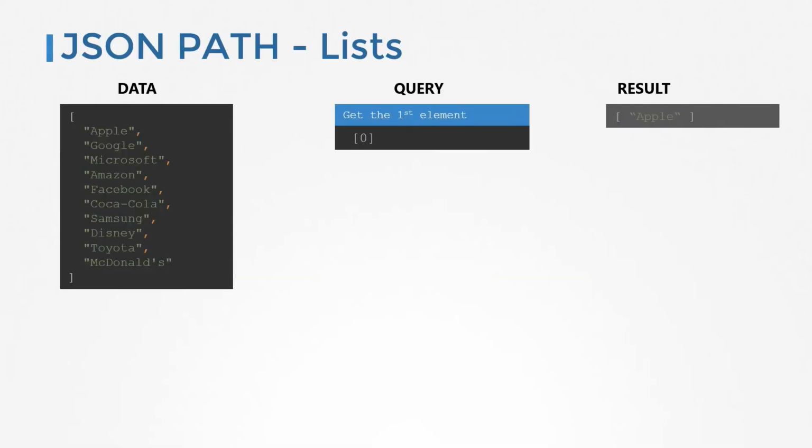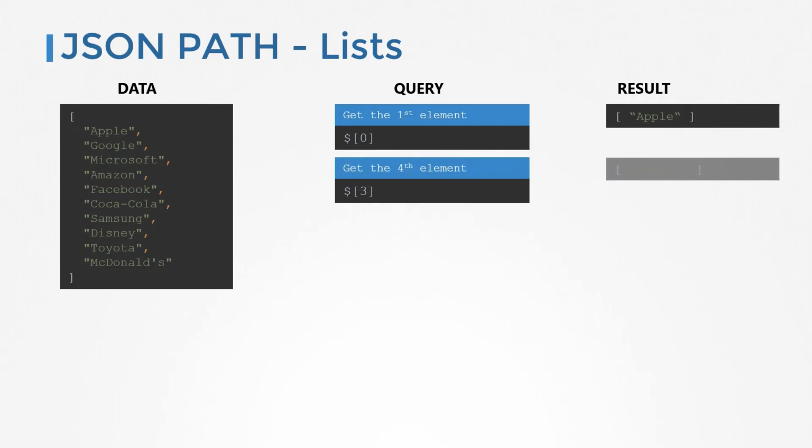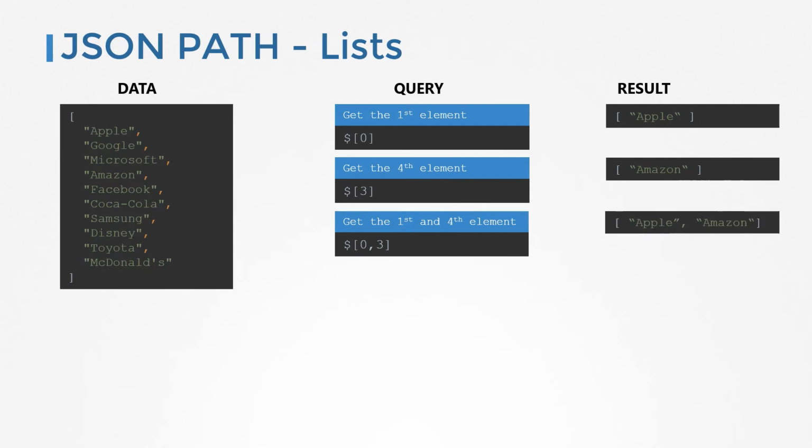We learned earlier about lists. Here's the list of top 10 brand names on Forbes. To get the first element, we say $[0]. To get the fourth element, we say $[3]. And to get the first and the fourth element, we say $[0,3].